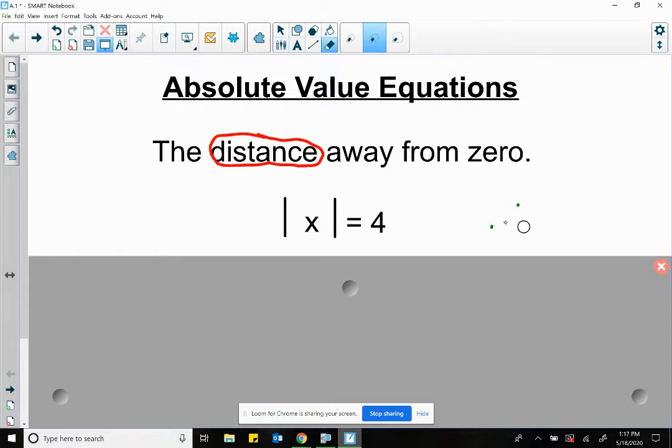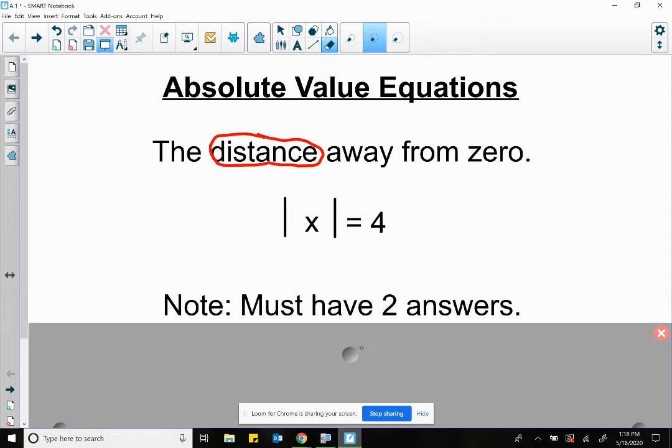So if we think about this, we are solving equations. So this is an equation, like one of the problems that you might get. Super easy. They want to know what are the values of x that are 4 away from 0. Hopefully you guys know that. But what I want you to understand is that absolute value is really setting up two equations for you. These are two equations in disguise. It's very important that you understand that.